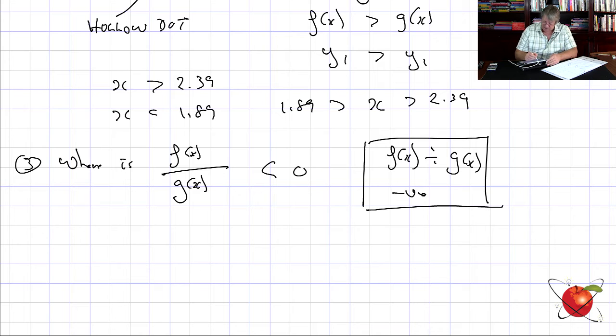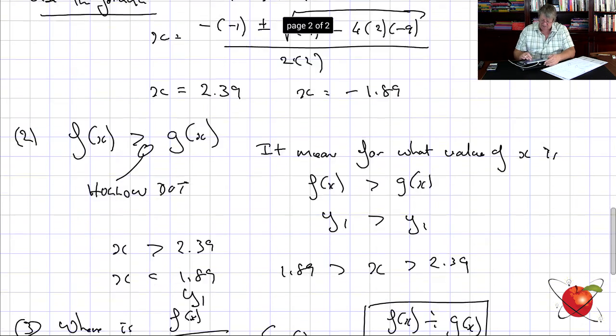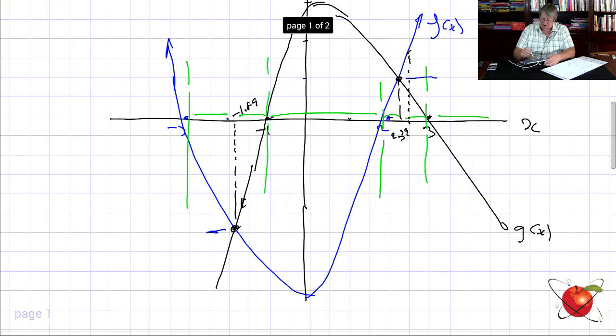So let's just call f of x, just for fun, y1 and y2. So the y values, for what values of x? For what values of x is y1 divided by y2 less than 0? So we go along and we look, we're putting in values of x, aren't we? That's what this is about. They're asking for the domain. So if I put in x over here, what do I get? I get a value of f of x, and I get a value of g of x right down here. And then I look to see if they are negative or positive when I divide them.